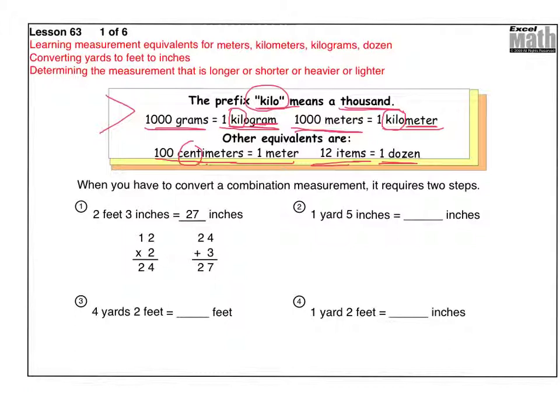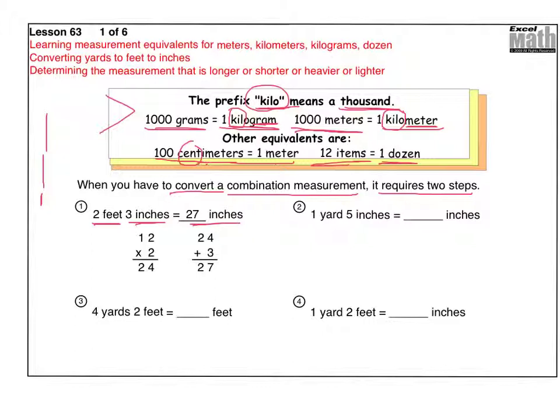All right, now we're going to take a look at doing some little bit trickier conversions. When you have to convert a combination measurement, it requires 2 steps. So let's take a look at this first problem here and try to understand what we're doing. We have 2 feet and then 3 inches equals blank inches. So I'm going to draw a line here to kind of help you to understand that. Let's say that's a foot. I know that's not quite a foot long, but it might be on the screen. And then that's a foot. And then you have like 3 inches right here.